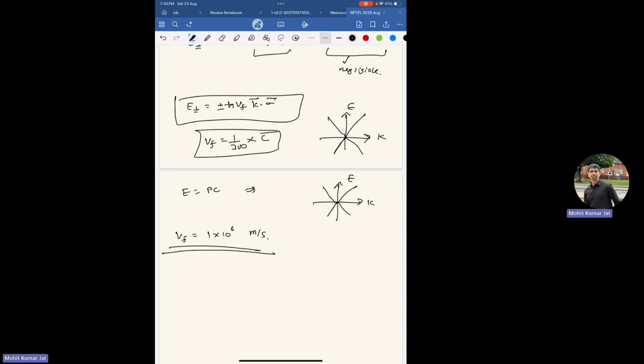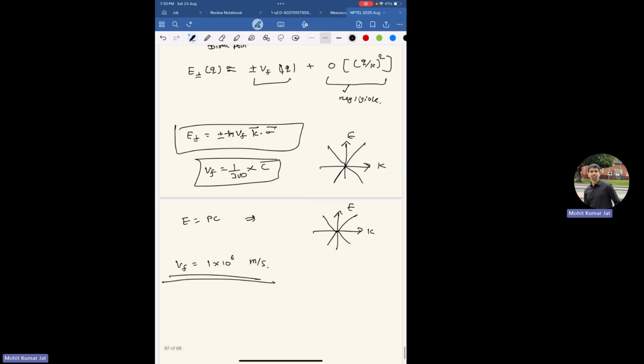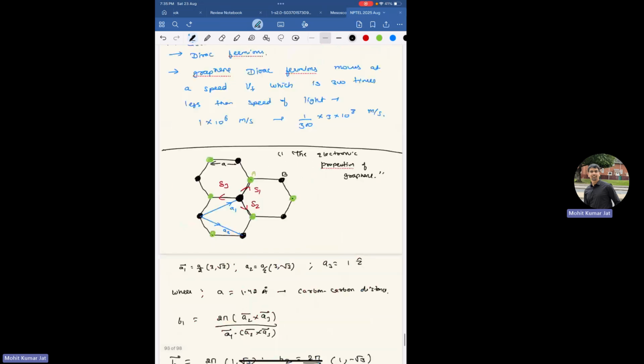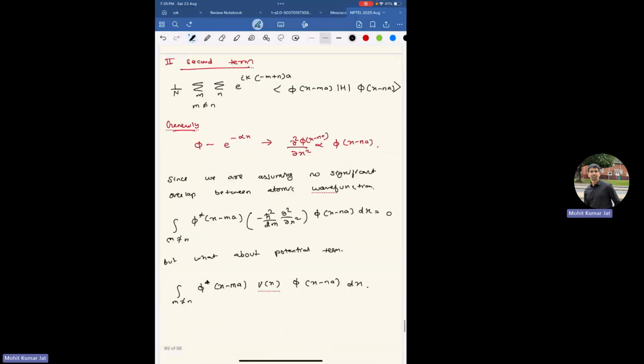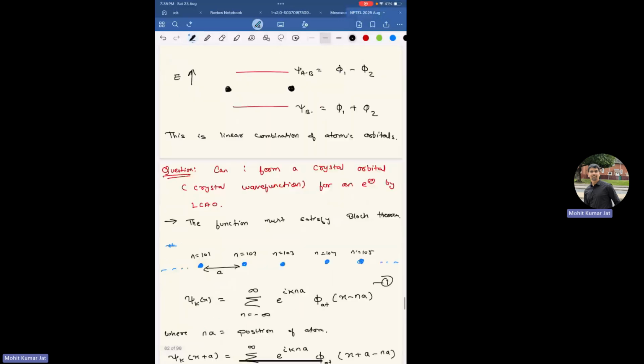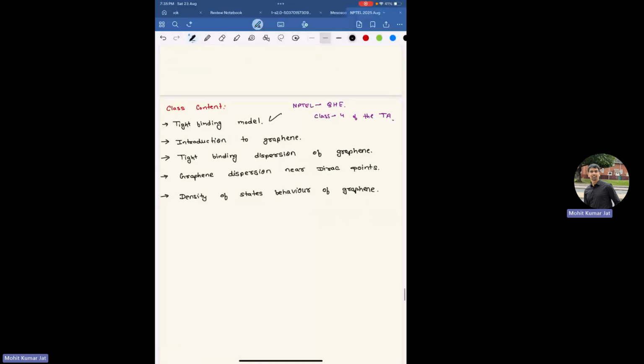So this is about the graphene tight binding model, and the Dirac point I have discussed, how the Dirac point lies, and the nature of the bands near the Dirac point also I have discussed. They are linear. So this one we have discussed: introduction to graphene, tight binding model, band structure, and the density of states behavior.